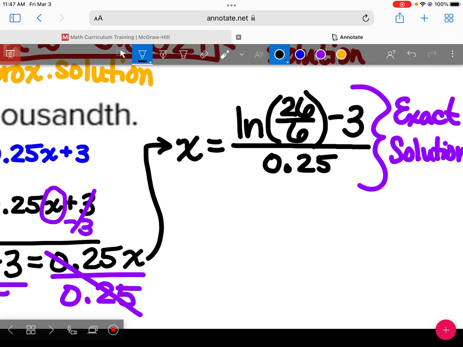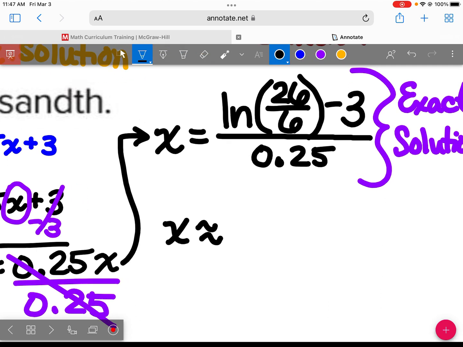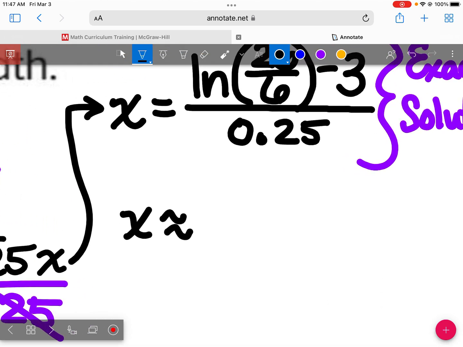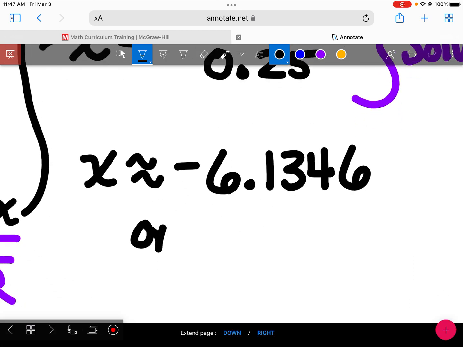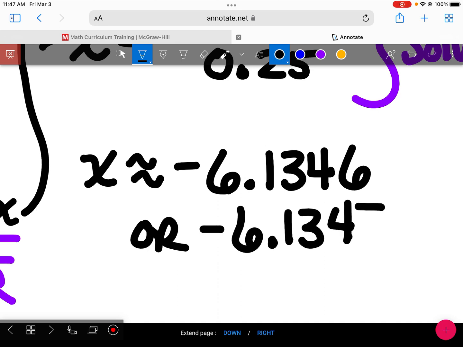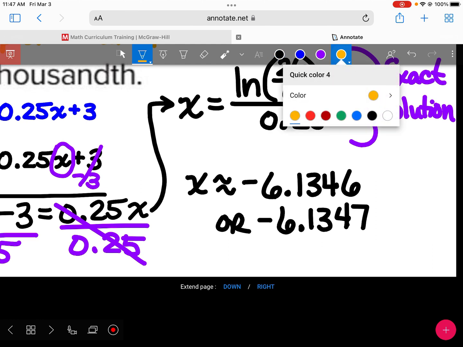When I put it into my calculator, I get my approximate solution. What is the approximate solution? Approximate is negative 6.1346, or 1347. Yep. That would be the approximate solution.